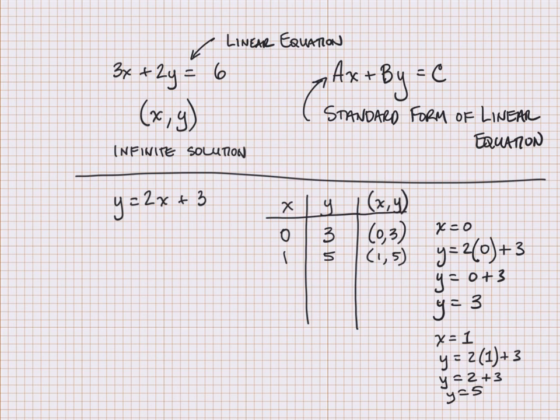So again, remember, we have infinite solutions to these linear equations. So let's plug in -5, and I'm going to move over to this side. So when X is equal to -5, notice how I keep track of what I'm plugging in for X. I have Y is equal to 2 times -5 plus 3, so Y is equal to -10 plus 3, Y is equal to -7. So my ordered pair is (-5, -7). Yet another solution.